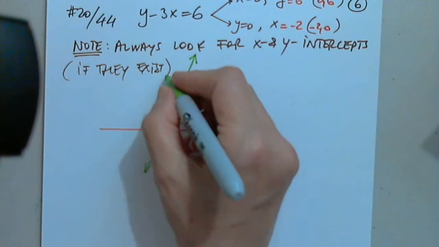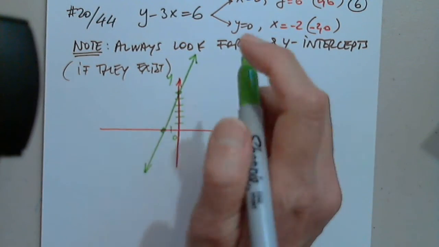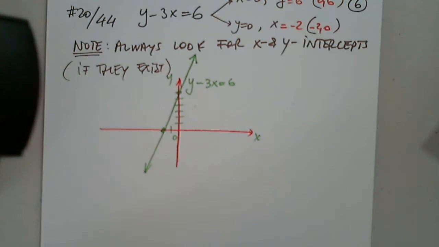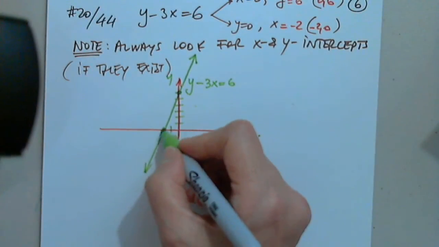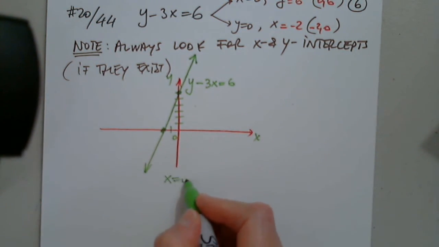I label the axes of coordinates. I will always label the graph. This is y minus 3x equals 6. I always have to determine the x and y intercepts if they exist. This line is a vertical line. The equation is x equals 0.